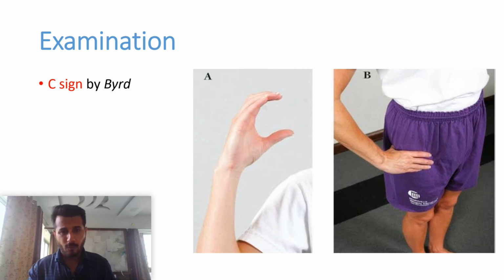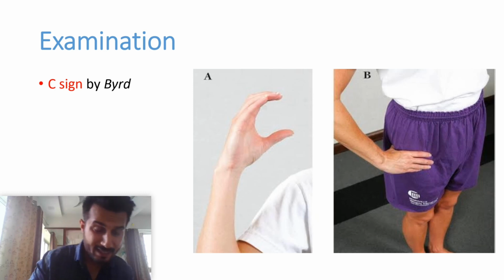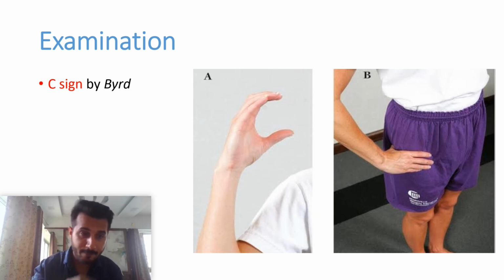Now when the patient comes to us, he will indicate his pain holding his hip like this. This is called the C sign by Byrd. This means that the pain mostly is originating from the hip and mostly lies in the anterior and lateral aspect of the hip.